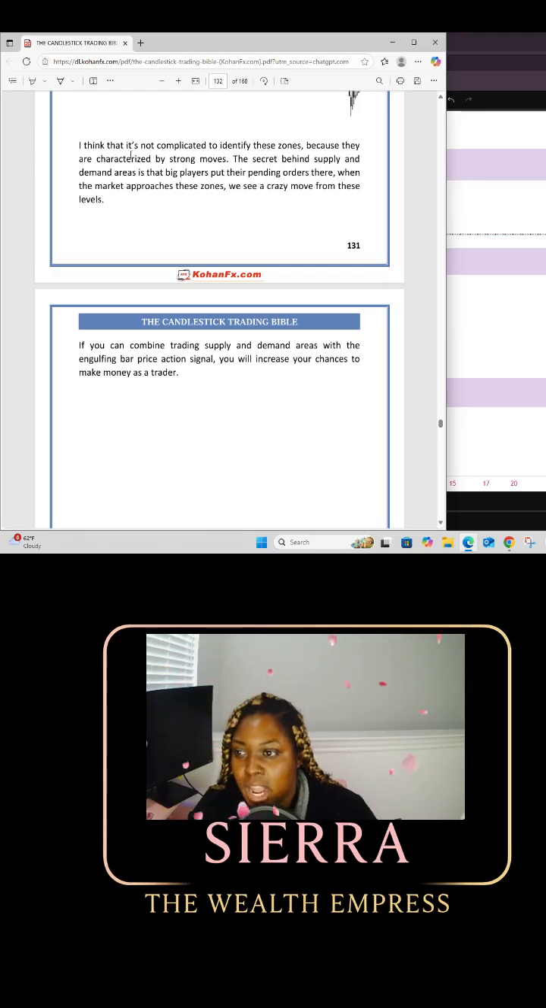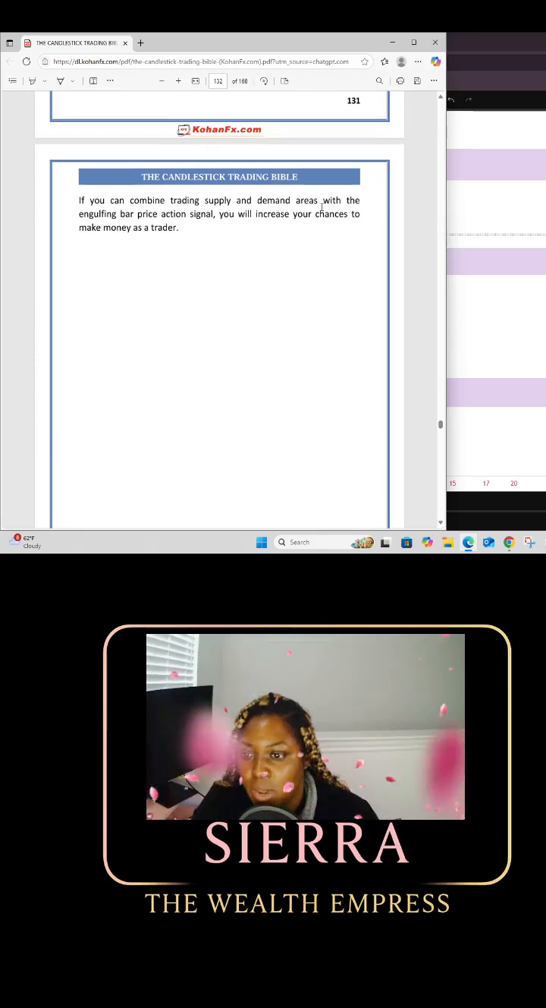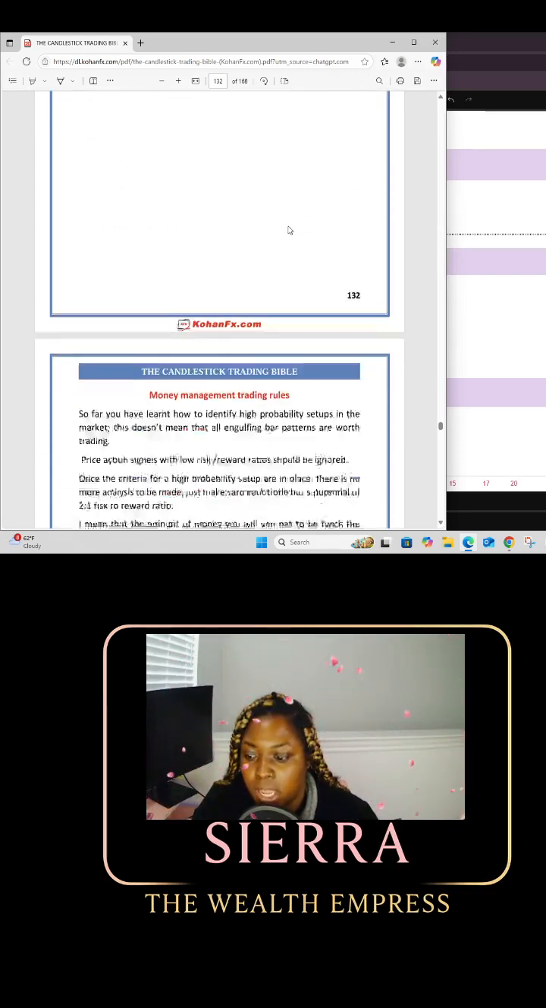It says, I think it's not complicated to identify these zones because they are characterized by strong moves. The secret behind supply and demand areas is that big players put their pending orders there when the market approaches these zones. We see a crazy move from these levels. If you can combine trading supply and demand areas with the engulfing bar price action signal, you will increase your chances to make money as a trader.